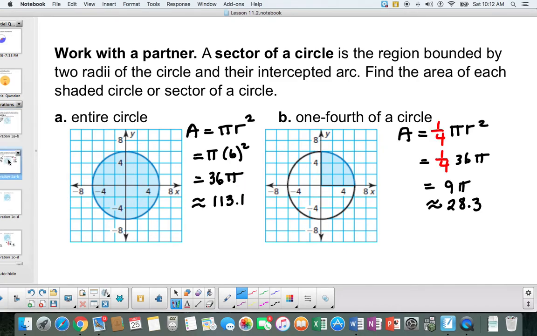Now I'm going to go on to the next screen and show you how we find 1/4 of a circle. To figure out 1/4 of a circle, you're just going to find the whole circle itself and just take 1/4 of it. And so you can see here how I go about doing that. Here's the exact answer, 9 pi, and then here's the approximate.